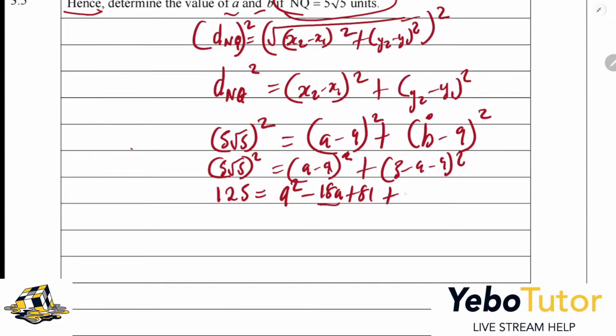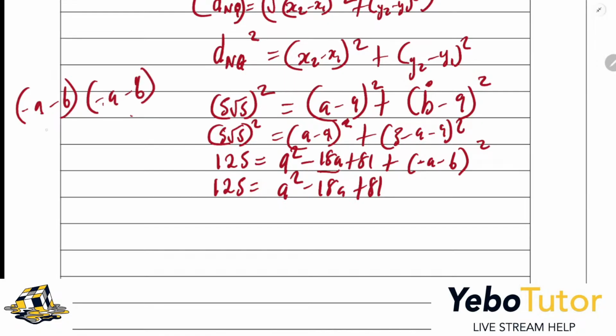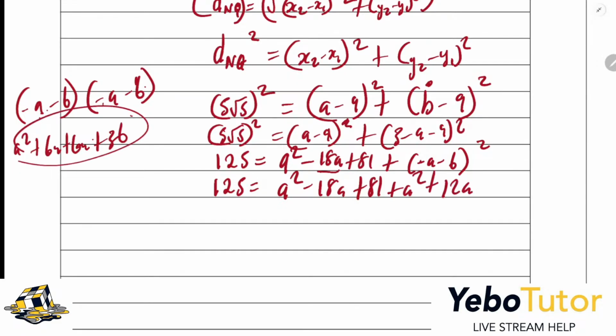Then, of course, we now have plus (negative A minus 6) squared. From that point, we can solve, because it's still 125 equal to A squared minus 18A plus 81. Now we need to remove the brackets. Negative A minus 6 multiplied by negative A minus 6: negative A times negative A is positive A squared, then positive 6A, positive 6A, and positive 36, since 6 times 6 is 36. So that will be plus A squared plus 12A plus 36.